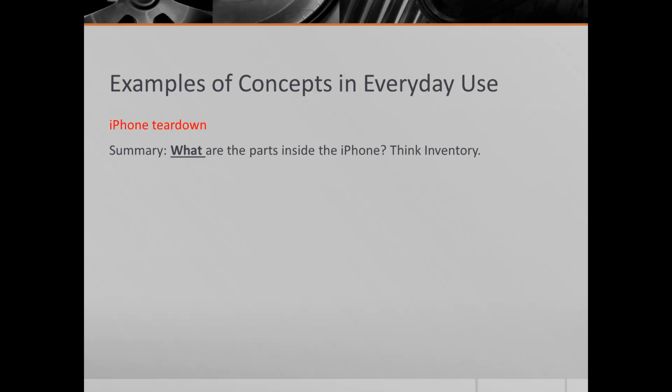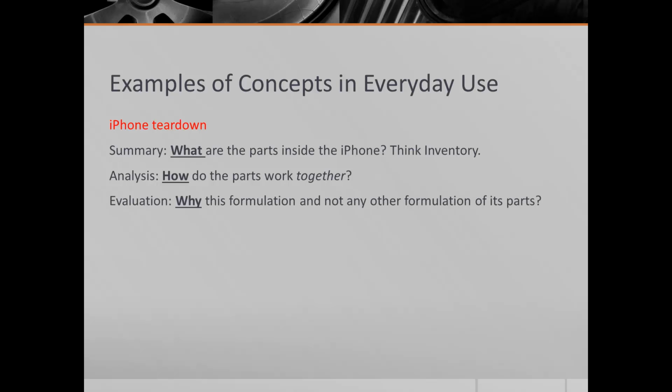It has a front, it has a back piece, it has a glass, it has the top portion in which you maybe plug it in, or in a newer model, it's on the bottom portion. You have the charger port, all kinds of parts, but you could inventory them. These are what information. Analysis: how do the parts work together? And evaluation: why this formulation? Why not another formulation? You can see this perhaps in the reasons why they changed the iPhone through each of its iterations, adding value to it, perhaps we could argue.